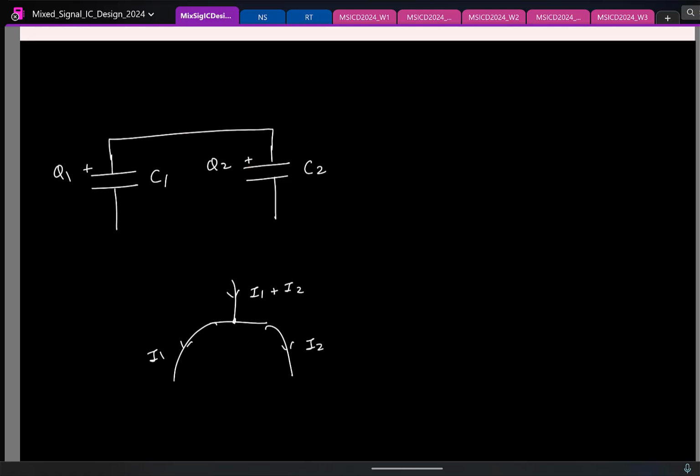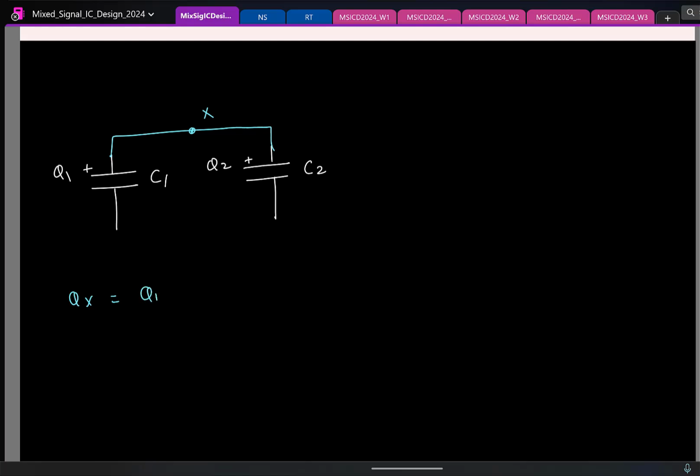So we make this connection, then I'll erase it. The total charge is Q1 plus Q2. On top of it, if I go and ground these, what will be the voltage at the node X? The total charge at that node, which is Q1 plus Q2, divided by what is the total capacitance at that node? Fine.